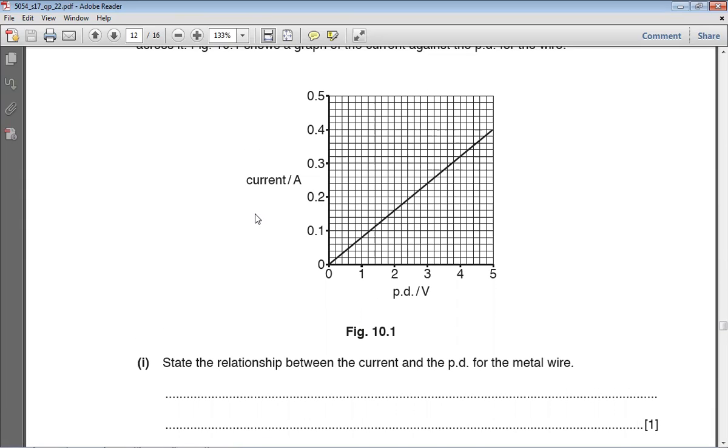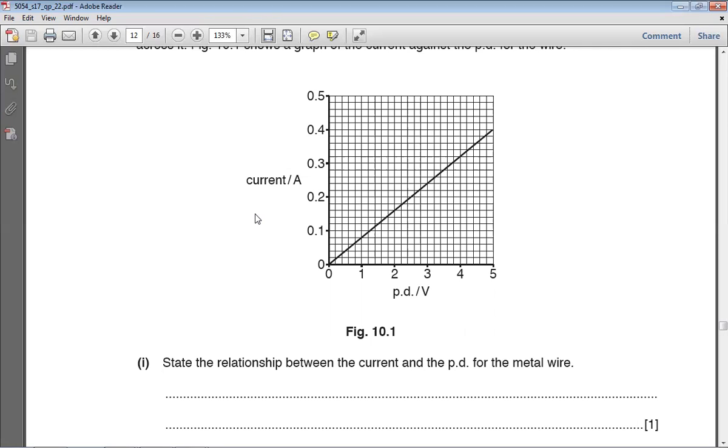Okay, so if you look at this graph carefully, this graph is an inclined straight line, and its gradient is constant and positive. And in your mathematics, you must have learned that for a graph between two quantities, if it's a straight line, its gradient is constant and it passes through the origin.